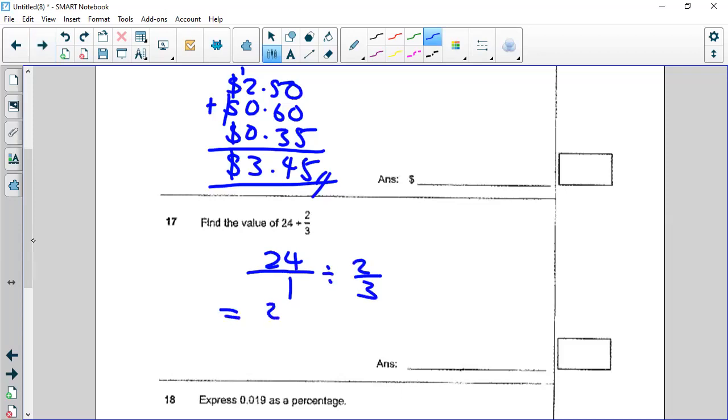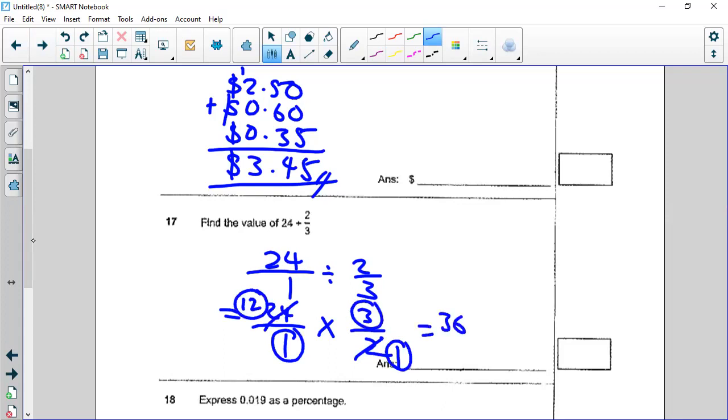Keep the first, change the divide to times and flip it upside down. So keep, change, flip. All right, keep, change, flip. Then you divide by 2 and 24 divided by 2, right? And once your denominators are 1, you can start to multiply them already. So 12 times 3 will be 36, and then 1 times 1 is 1. So your answer will be 36.